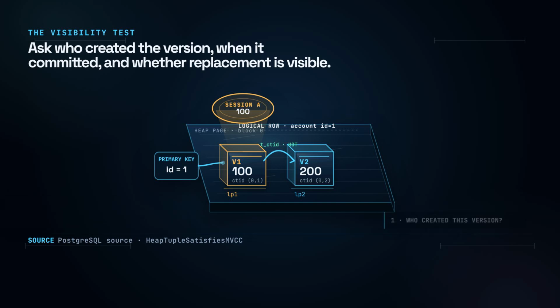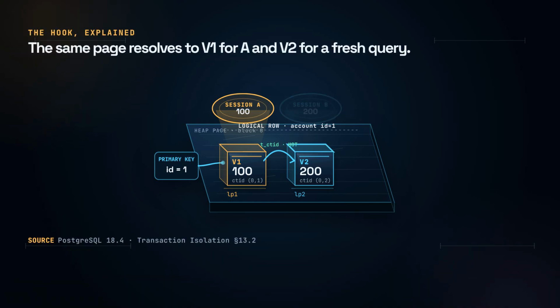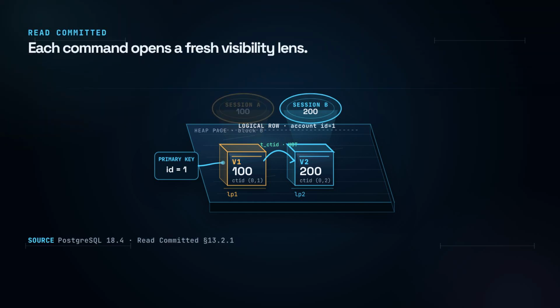Now add the snapshot lens. A snapshot is not a copy of the database. It is a compact description of transaction visibility at a moment in time: a lower boundary, an upper boundary, and transactions that were still in progress. Postgres uses that information with each tuple's metadata to decide which version the query may see. v1 and v2 can both be stored, but one lens lights v1 while a newer lens lights v2.